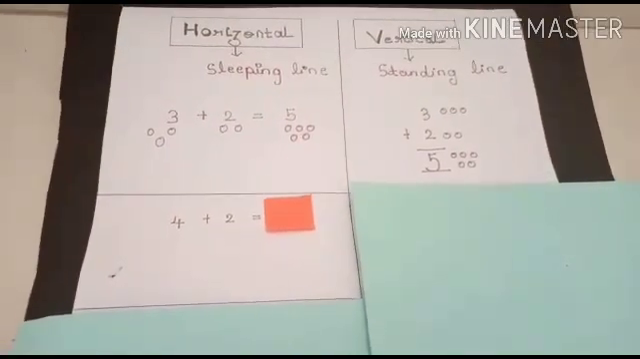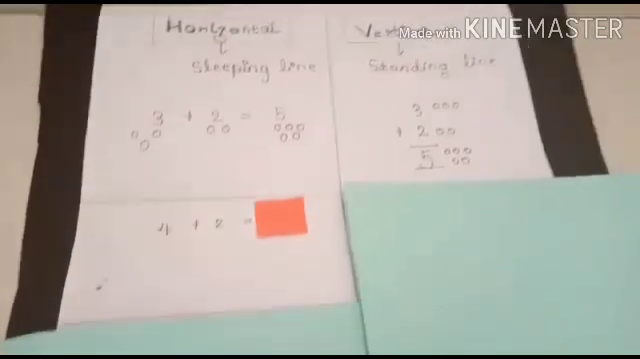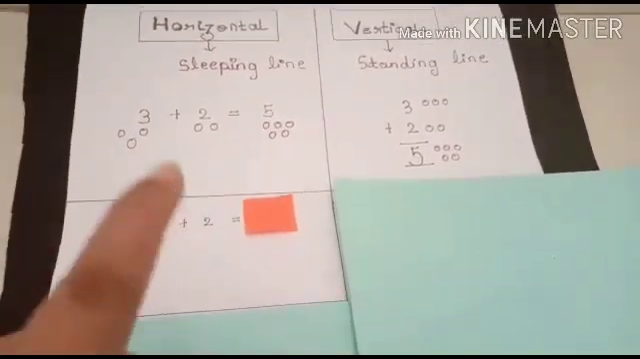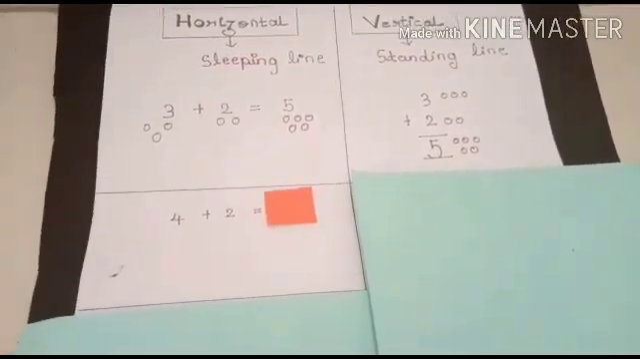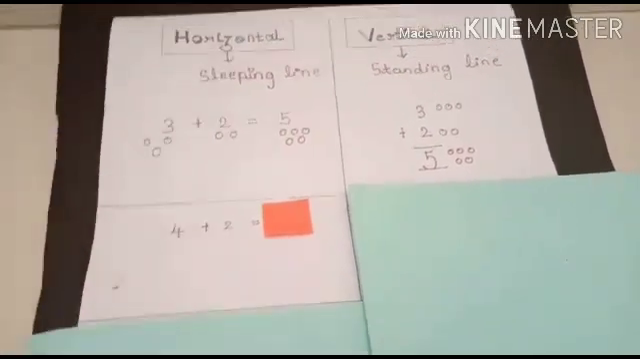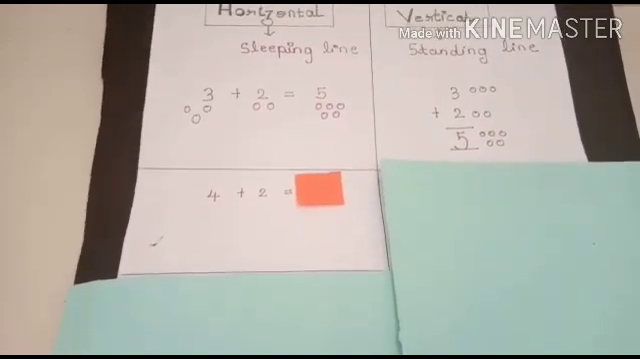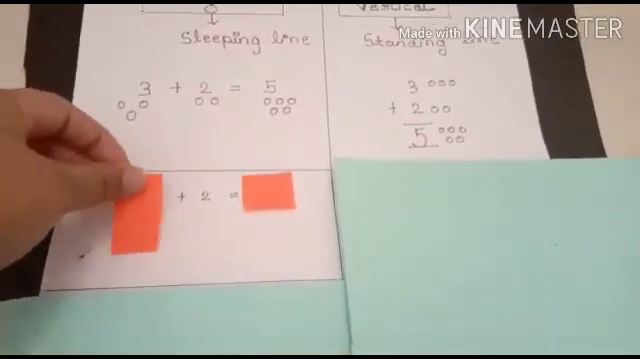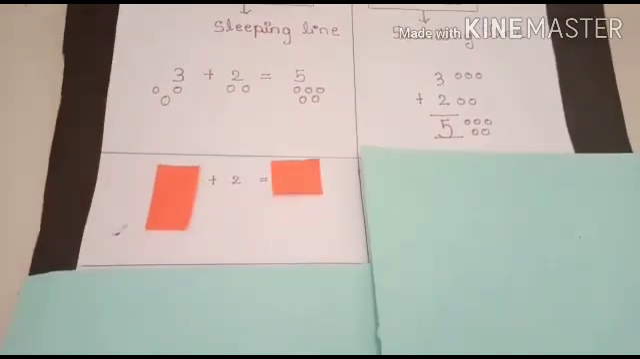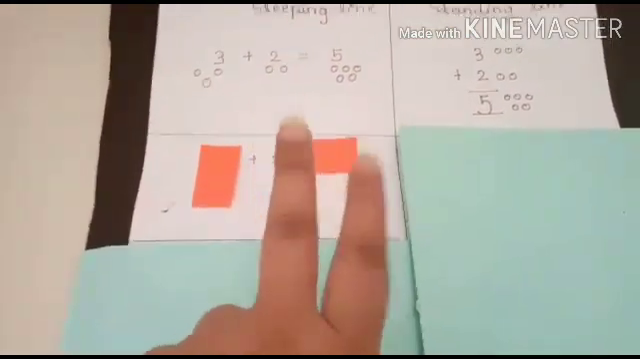So children, let us see the example. First one is 4 plus 2. So here, what is the bigger number? 4. And what are we going to do? We are going to hide the bigger number and keep it in mind. So 4 in my mind and 2 in my fingers.